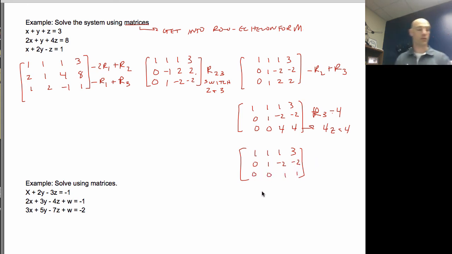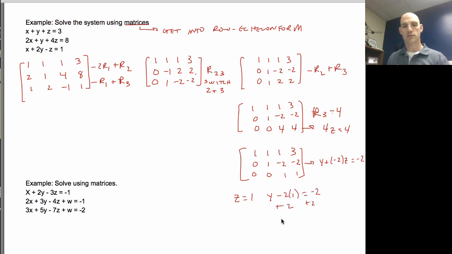So what does that mean for me? To solve this, I've got z equals 1. If z equals 1, my second equation is y plus a negative 2z equals negative 2. And so I'm going to back substitute. So y minus 2 times 1 equals negative 2. So I add 2. So y equals 0. And if z equals 1 and y equals 0, then in the top equation, I've got x plus 1 plus 0 equals 3. So x equals 2. So what's my solution? 2, 0, 1.